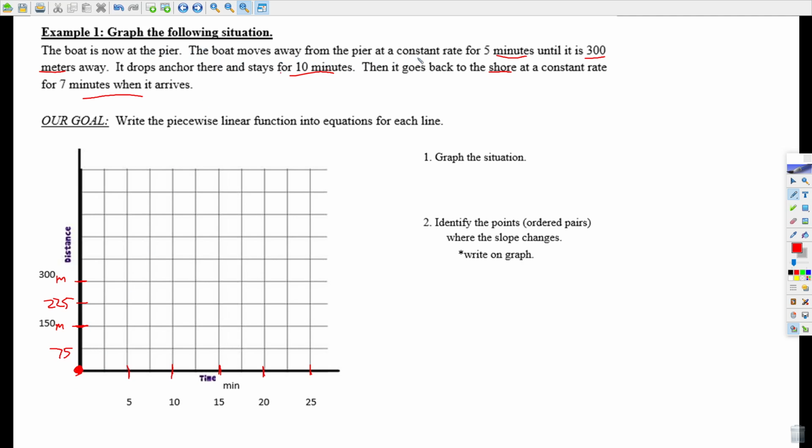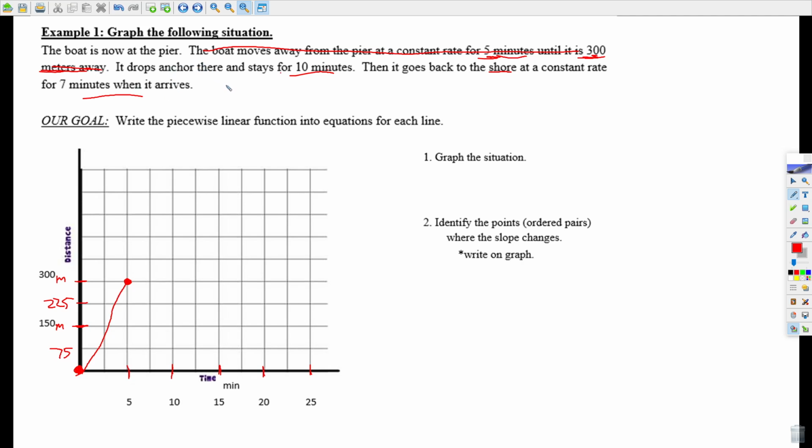It says it moves away from the pier at a constant rate for 5 minutes, and then it is 300 meters away. So at the 5-minute marker, we are at 300 meters. Put a dot there. As best as you can, draw a line connecting these two. This will show the boat moving out to the water. I can't draw a straight line, but you guys can. That takes care of our very first sentence.